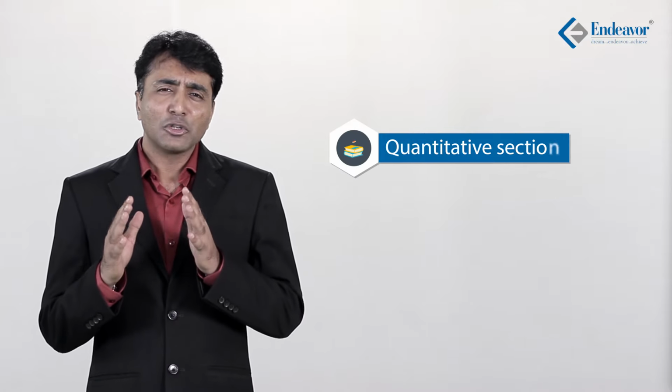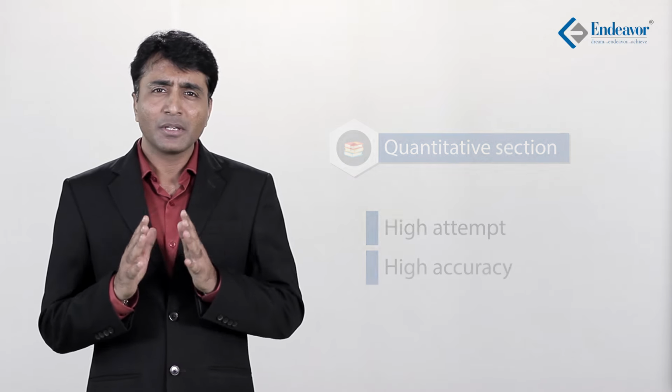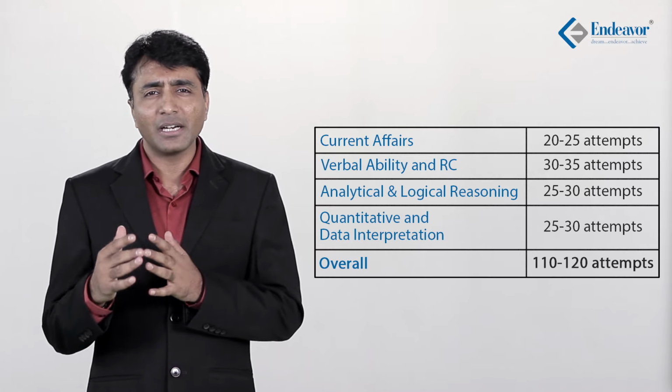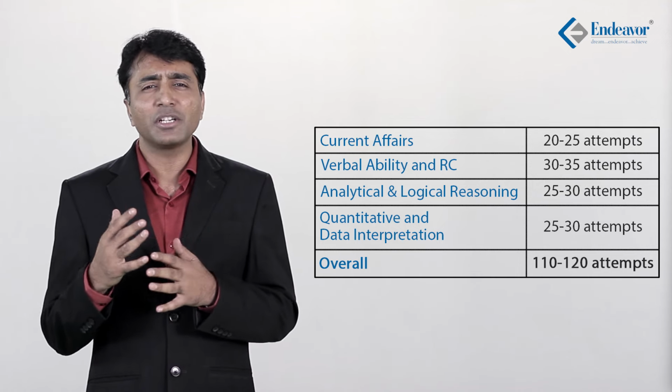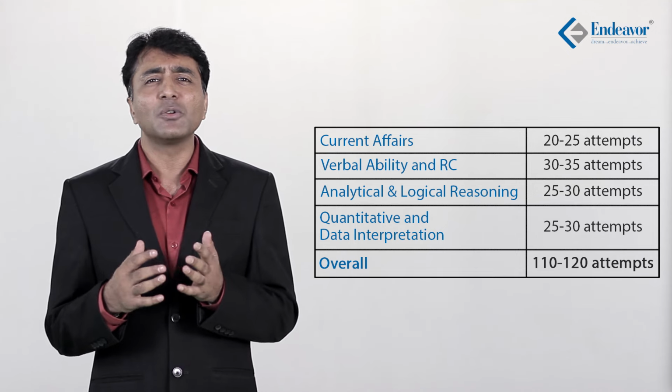A good attempt can be anywhere between 25 to 30 with a good accuracy level. Understanding the change in the pattern, we can safely say that the quantitative section should also be a very high attempt and high accuracy kind of approach. This will help you to attempt around 110 to 120 questions in 120 minutes, and by that logic you will be able to reach somewhere close to 90 to 100 as a net score. This should be safe enough for you to apply to top B schools associated with Symbiosis.